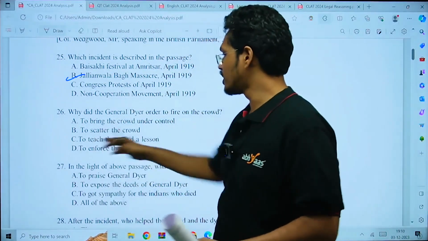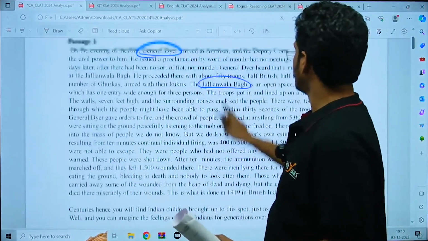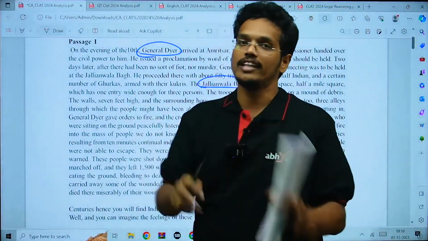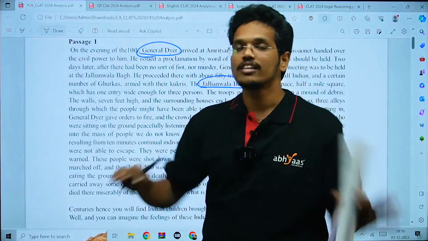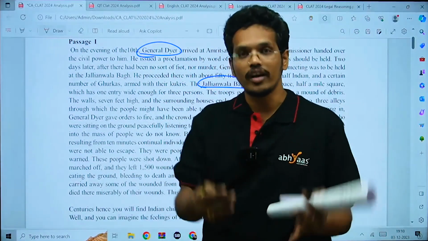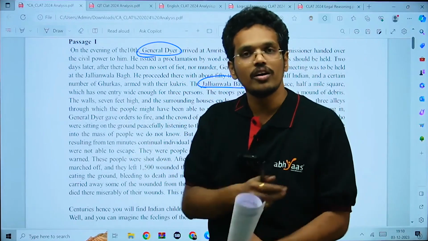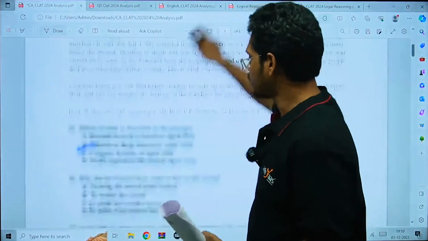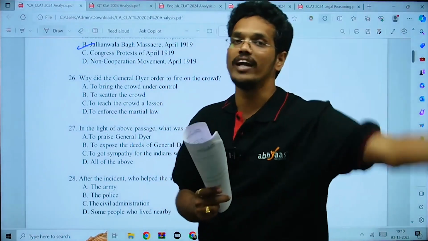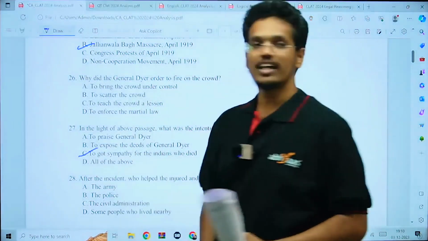Next, coming to option C, to teach the crowd a lesson. In the passage it is clearly mentioned that they didn't want people to gather or arrange meetings. They didn't want any sort of gatherings, but people violated the orders of General Dyer. So General Dyer came to the place, closed all the doors and started firing. It was to teach the crowd a lesson about what happens if you violate the orders of the British Raj. So C is the right option.